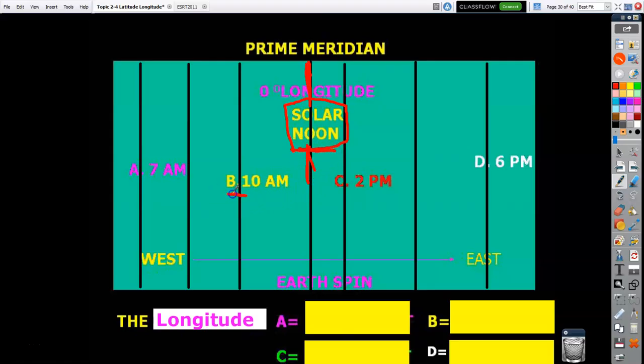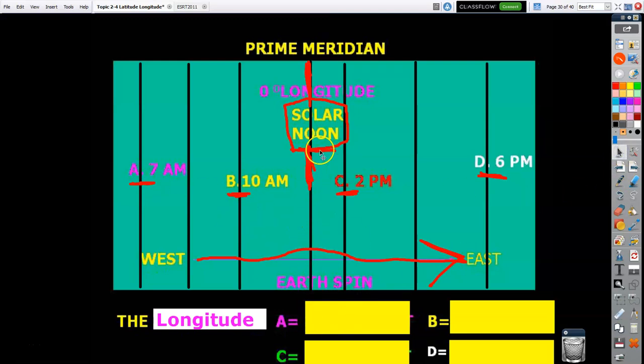I've got B over here at 10 a.m. I've got A at 7 a.m. C is at 2 p.m. D is at 6 p.m. And I put the Earth's spin down here. We're moving, again, west to east. We're heading this way, toward the east. So noon at the prime meridian. They want the longitude for A, B, C, D.